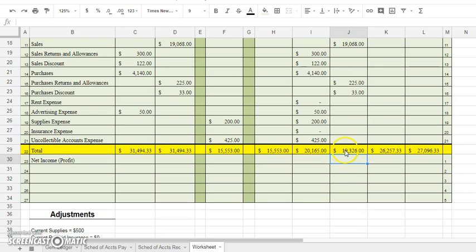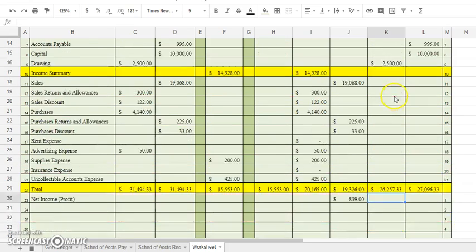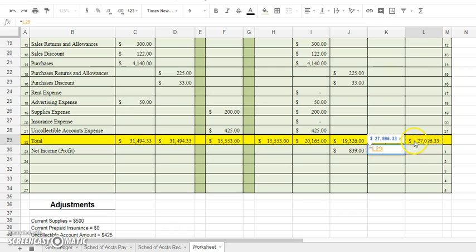So because the credit is smaller in this one, I'm going to subtract these two, 839, and the debit is smaller in the balance sheet, so I'm going to subtract these two, 839. We definitely want to make sure that those two numbers equal. If they don't, we then have a problem. But they do, so we're looking pretty good.